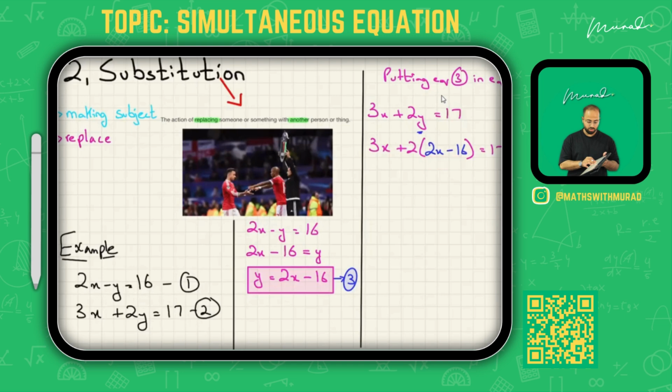Now, what is the advantage of doing it? Now I can see that in this particular equation there is one single variable, which is very easy for me to solve. So now I can solve it completely. I'm going to write the 3x plus 2 multiplied by 2x.